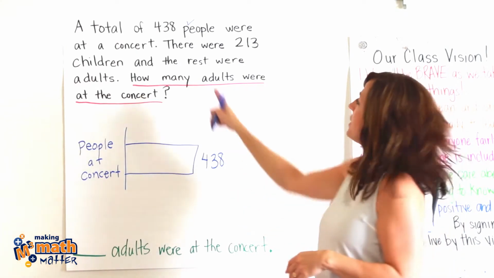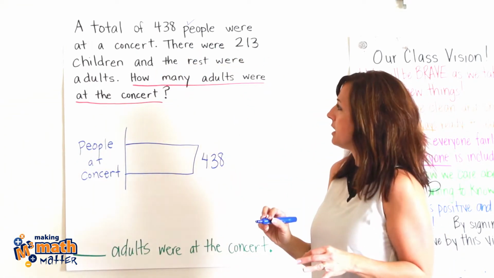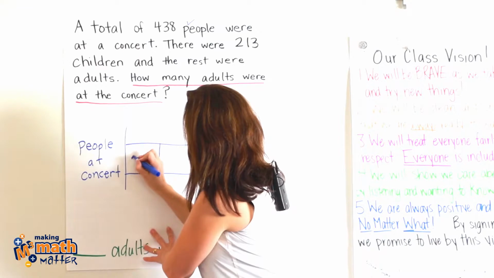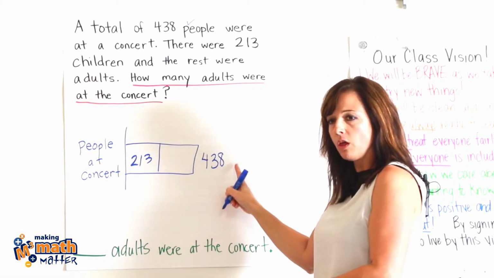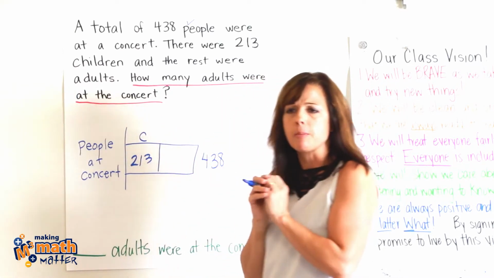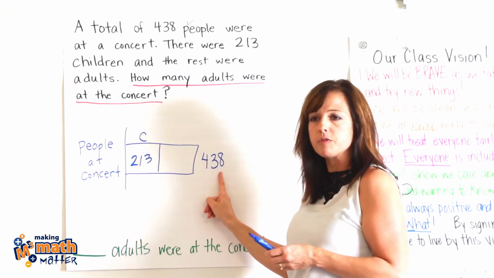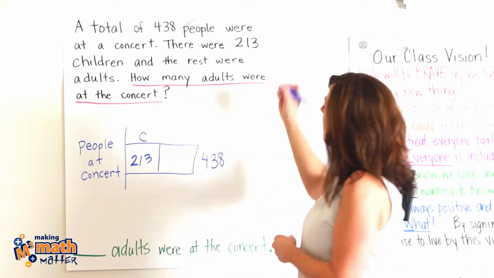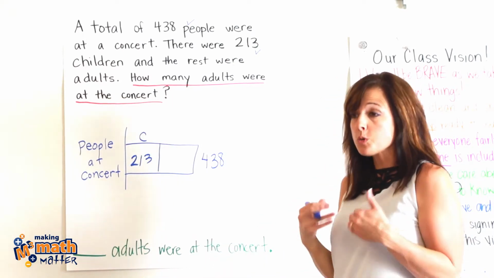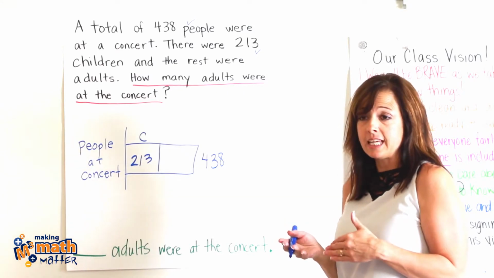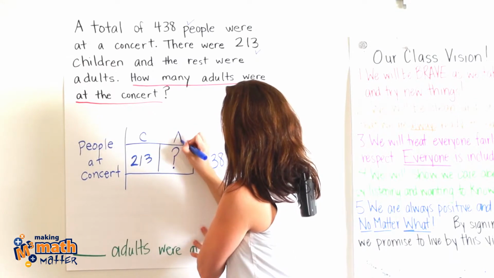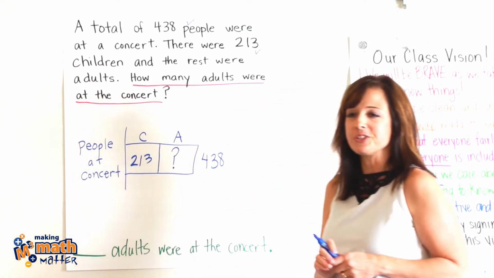So let's see what else we know. There were 213 children and the rest were adults. So we know that 213 of these people were children, right? Children. So I'm just gonna use a C to label that part of my bar. 213 children out of the 438. Do I know how many adults there were? That's the part I'm trying to find out. When we're trying to find out something, it's missing, we need to put a question mark. We don't know how many adults. I'm gonna put an A for adults.